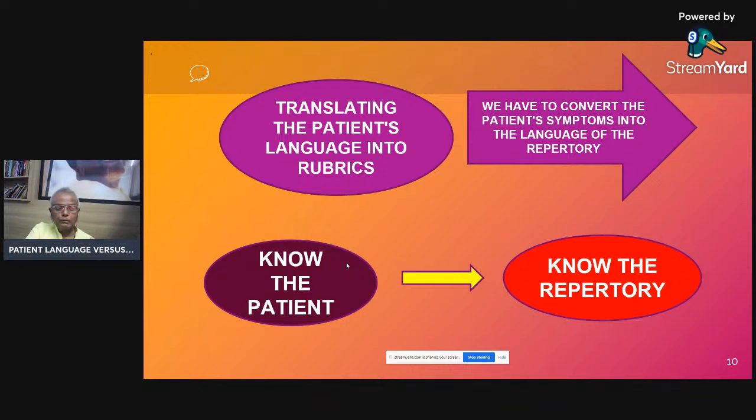The repertory is not a place where you are going to find the solution for the problem. You are going to find a solution for the patient. The repertory is meant for solving the patient's problem, not the problem, not the sickness, not the disease. It is only solving, and knowing the patient will help you. So this is a great relationship between the patient and the repertory.